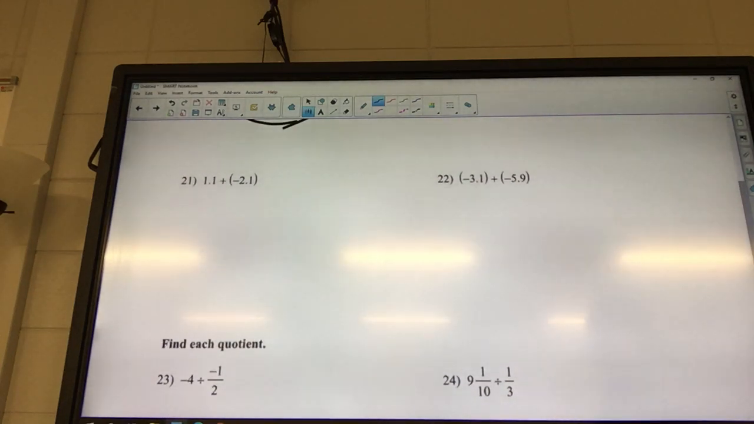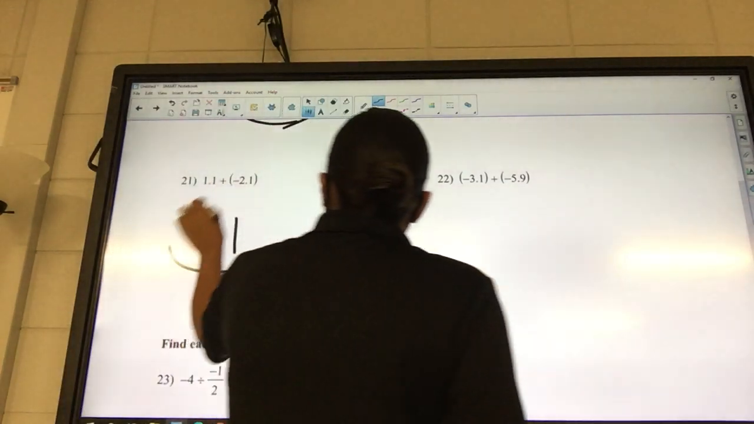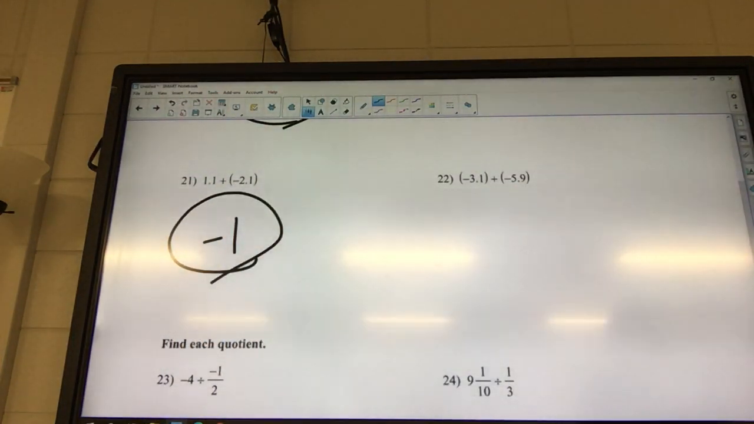Look at 21. Type those decimals in your calculator, see what you get. What did you get for 21? -1. Is that an appropriate answer? It is. So, the only exception, so you would think like you would need a decimal, but if there's no decimal there, then you can't give me a decimal. Okay, so that one's totally fine.